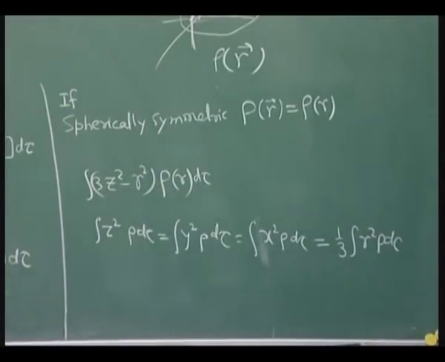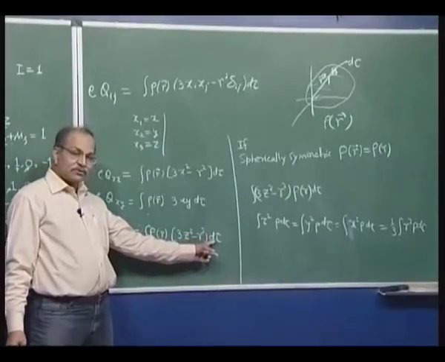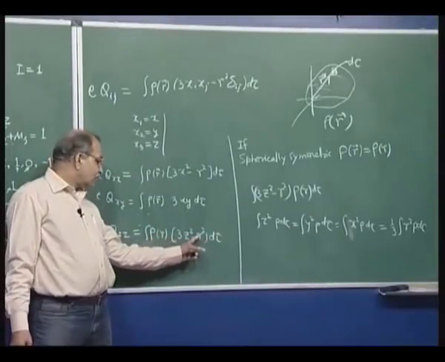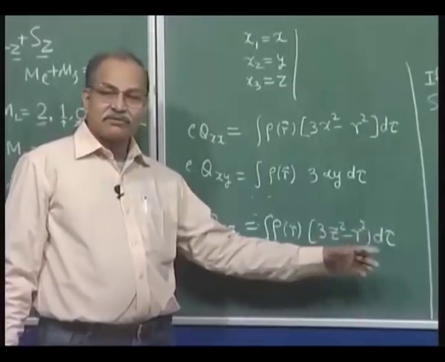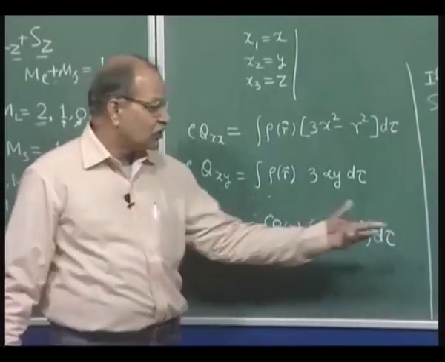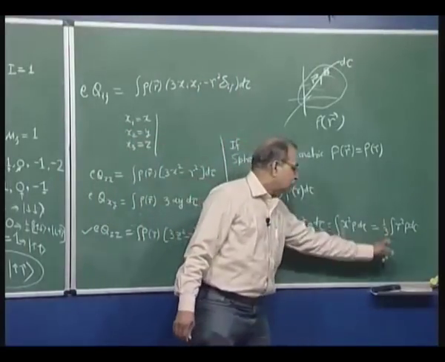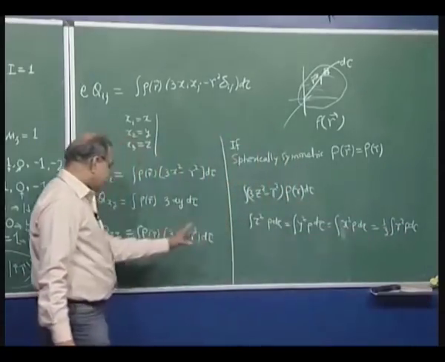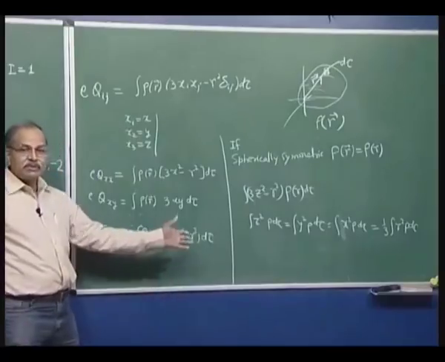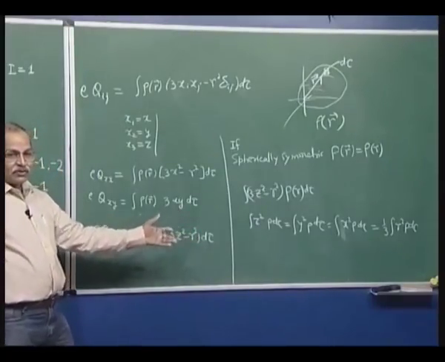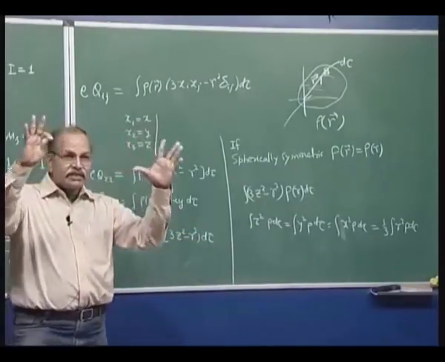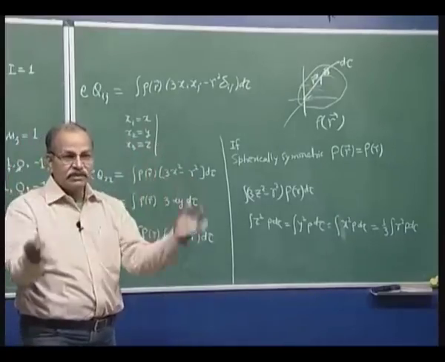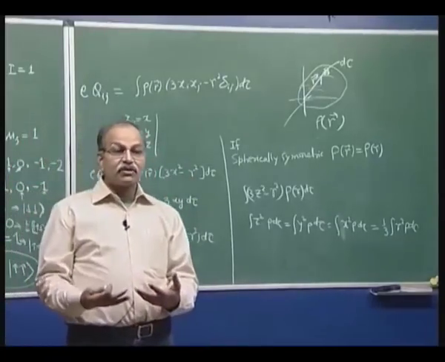So, you can see here 3 times z square rho d tau and r square times rho d tau, they are equal, because each of them is 1/3 of r square rho d tau. So, 3 times that will become equal and the difference will be 0. So, if you have a spherically symmetric charge distribution, the electric quadrupole moment is 0.